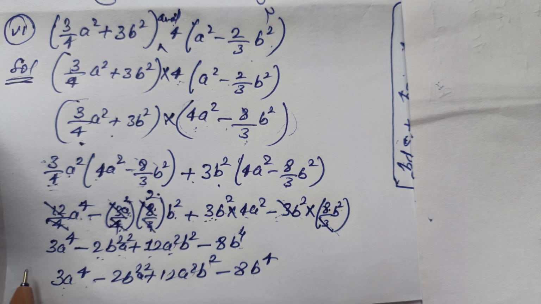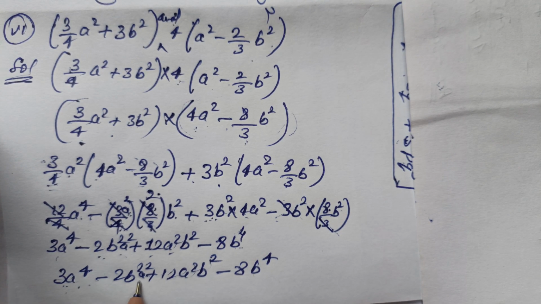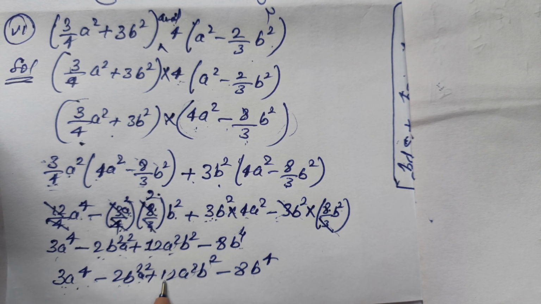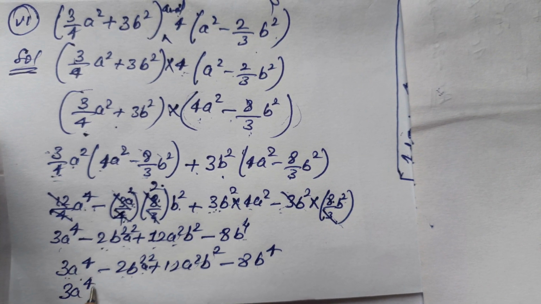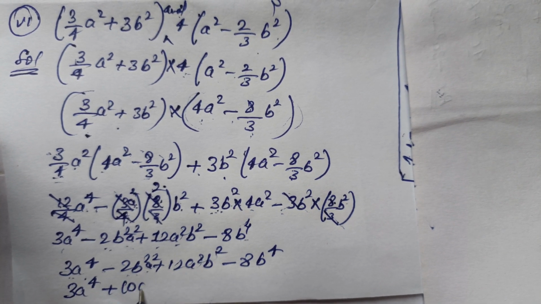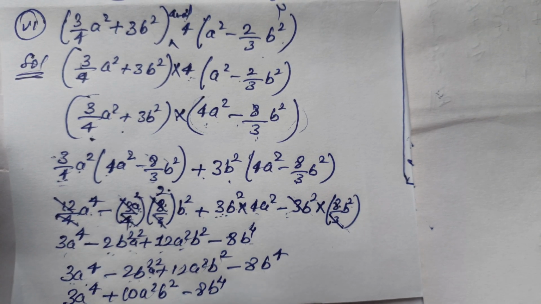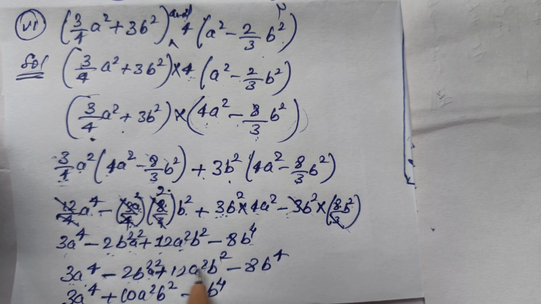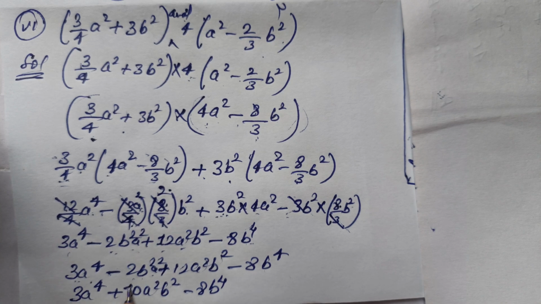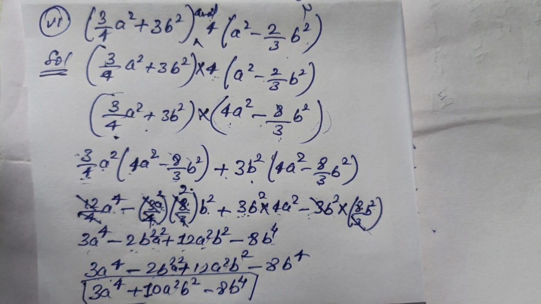Now this can be written as 3a⁴ minus 2a²b² plus 12a²b². So here we can write it as 3a⁴ plus 10a²b² minus 8b⁴, because here it is minus, here it is plus. We can subtract because a²b² or b²a² terms are both the same, and we will get the final answer, this one.